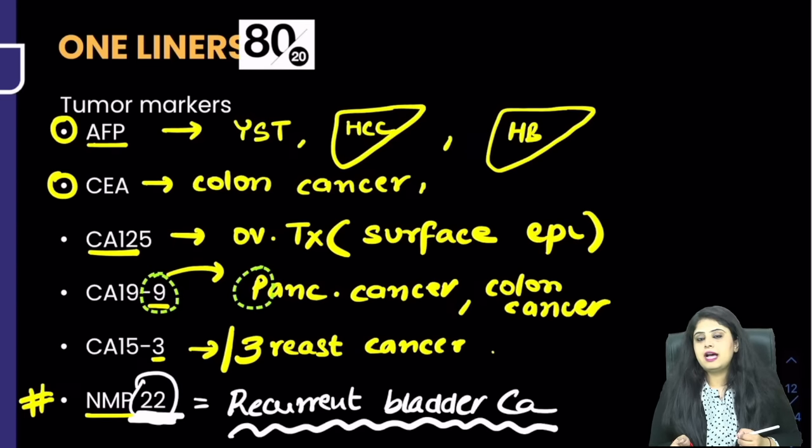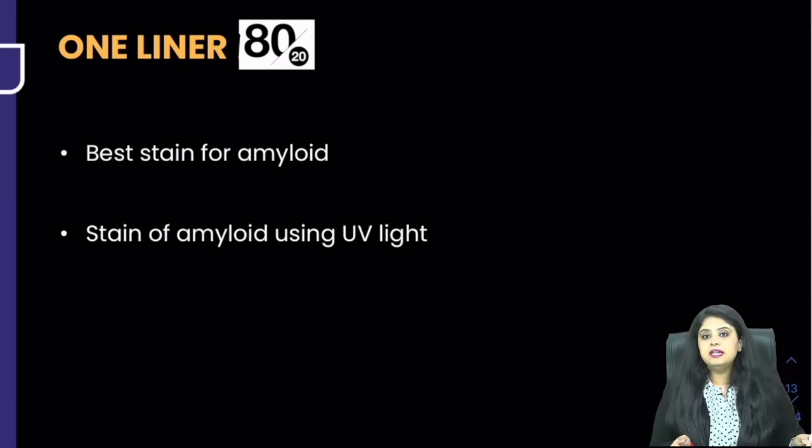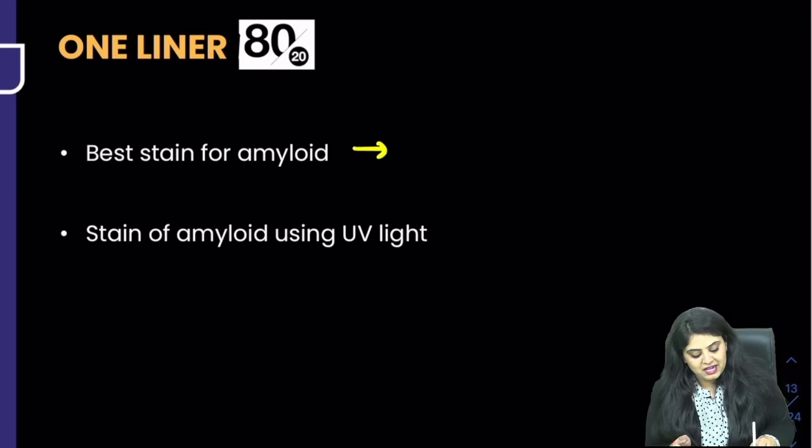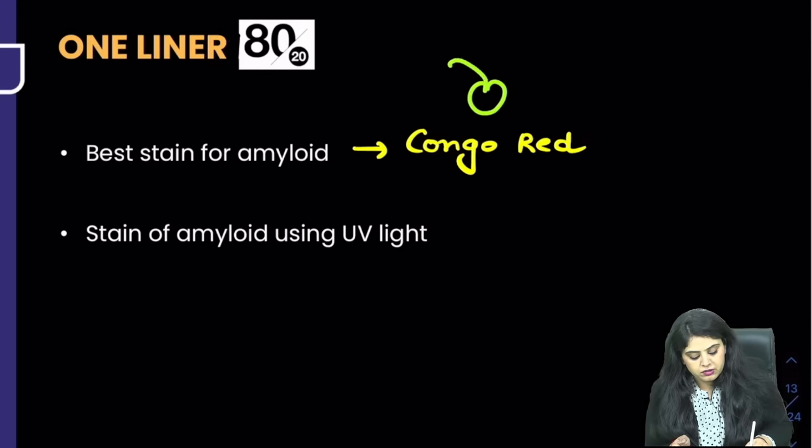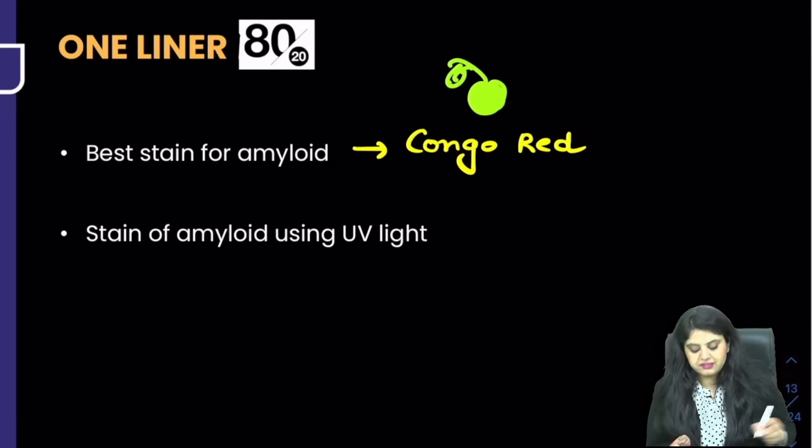Can I move forward? I have to ask you a question on this. Even if you've read it 1,000,000 times, you have to know this. What is the best stain for amyloid? Just for a formality, I have to ask you. It's going to be Congo red, and I'm not going to write it because we all know that it's going to give you an apple green color. How will they ask me in INI-CET?